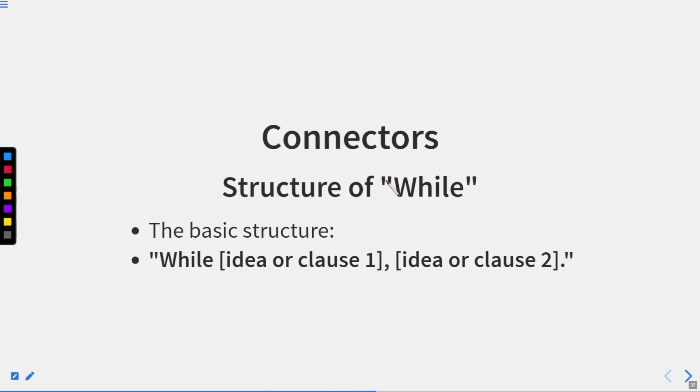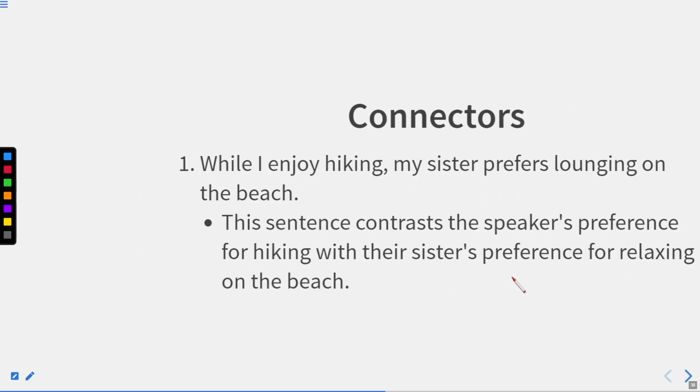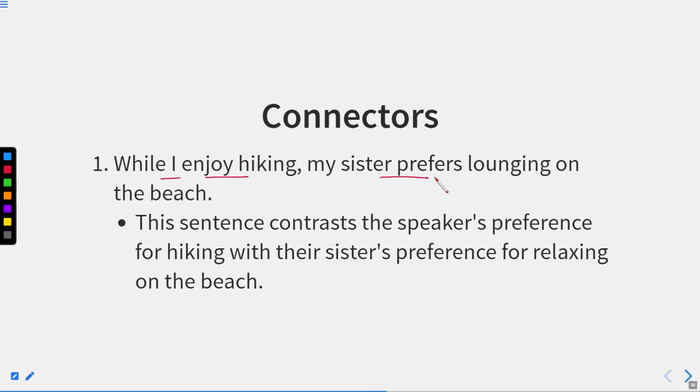Now we'll discuss the structure of while. First of all, we'll have while in the sentence. This is the basic structure. After that, idea or clause 1, and then idea or clause 2. For example, while I enjoy hiking, my sister prefers lounging on the beach. The sentence contrasts the speaker's preference for hiking with their sister's preference for relaxing on the beach. So this is how we can use this connector while.